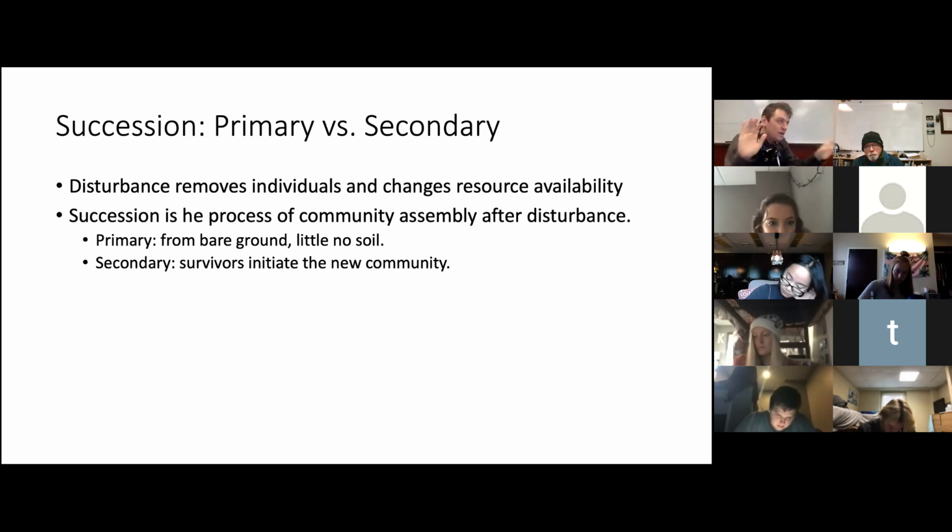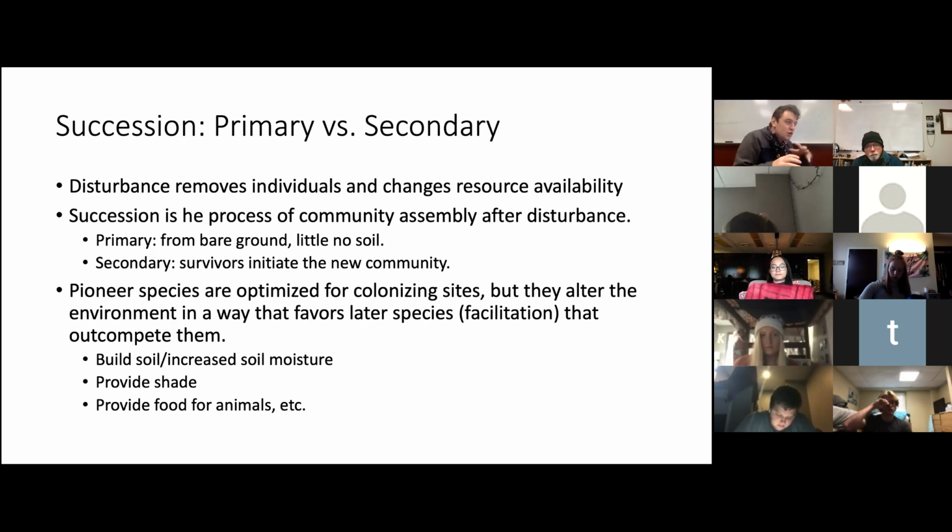But generally, we can distinguish between primary versus secondary. And then those early colonizers, those pioneer species, generally are optimized for colonizing sites, and they alter the environment in a way that favors later species. These are some of the ways they might do that. And I'd like to wrap up, before I turn it over to Dr. Kowinski, by showing you a couple historical examples.